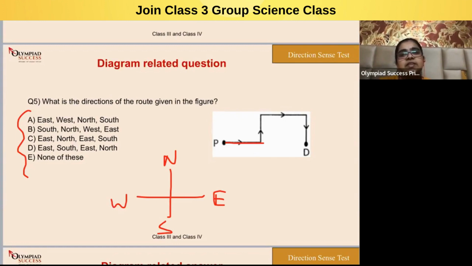Meera has given us a trick. We can check out the first two directions only. But Meera, there is a none of these in this question. So be aware of it.